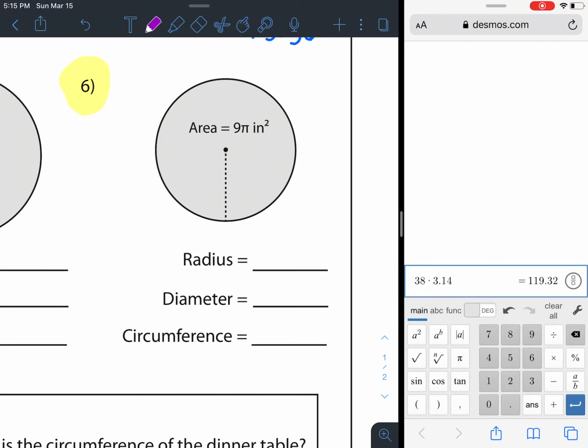For number 6, your radius should have been 3, which makes the diameter 6. So circumference is 6 pi, or 18.84.